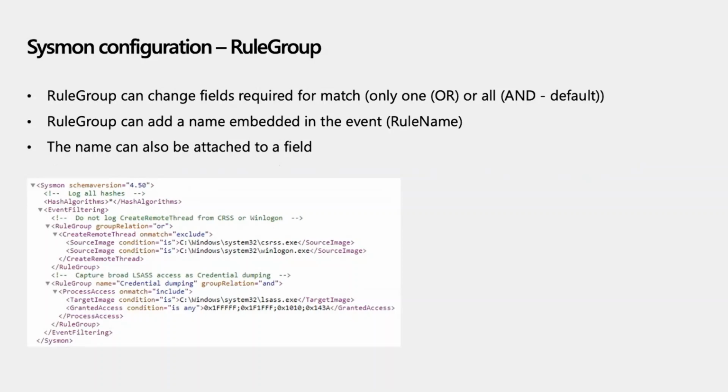The other reason rule groups are useful is that you can attach a name to it, and that name will be embedded within the event. The example I have here is for credential dumping.